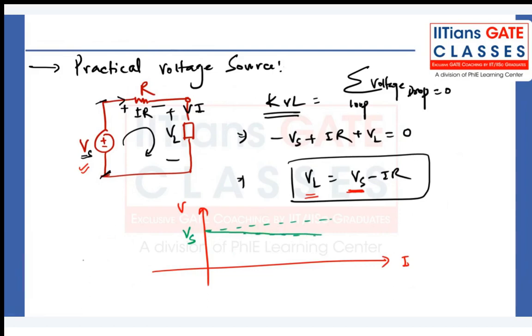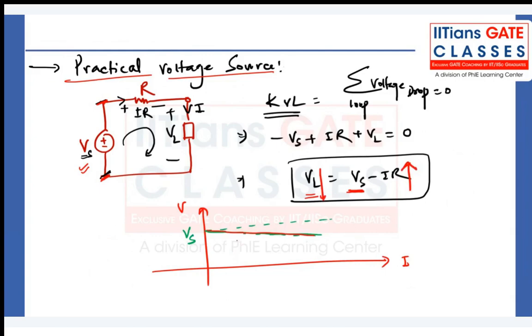So this is the practical voltage source, where the series resistance will be present with the voltage. It is still an ideal voltage source only, but if you connect one resistance in series with this voltage source, it becomes practical. So this is the IV characteristic. You see here, if you increase the current, this voltage will go down, right?